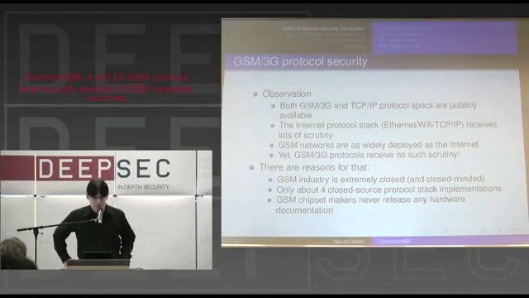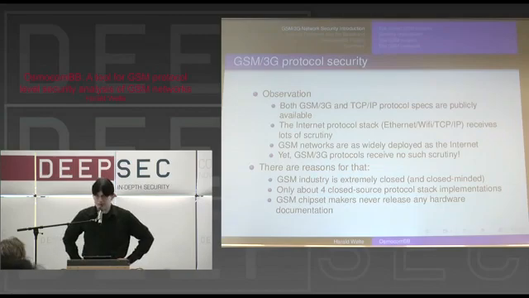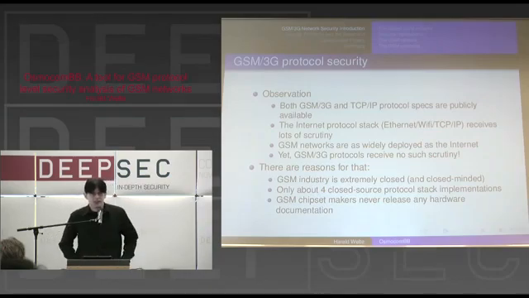Now, the general observation is that both the 3G and GSM specifications as well as the TCP/IP protocol specs are publicly available. Anyone can read about it. Anyone can learn how the system works. Anyone can understand what the possible attacks are, what the security situation with these protocols is.